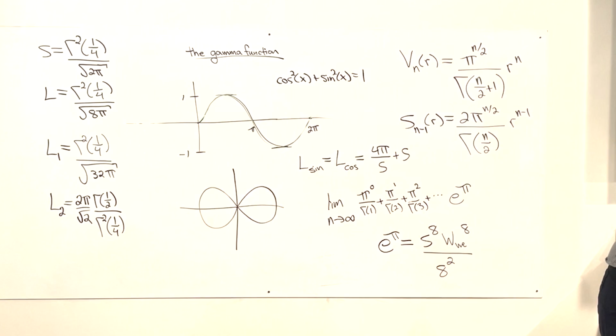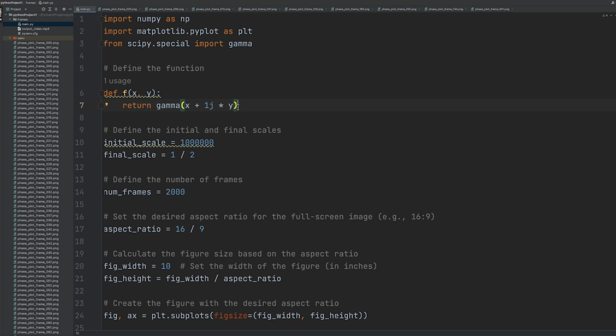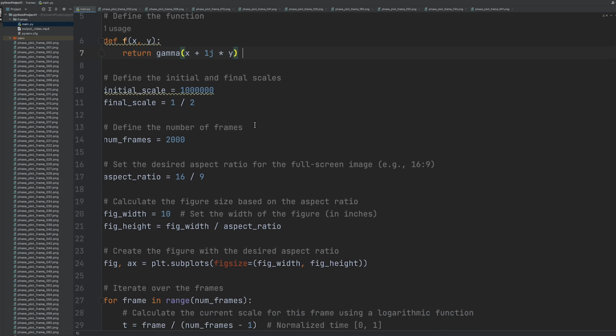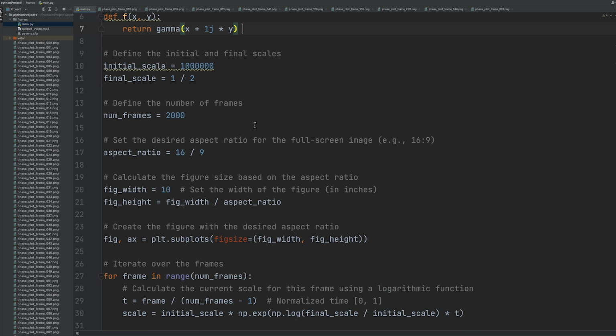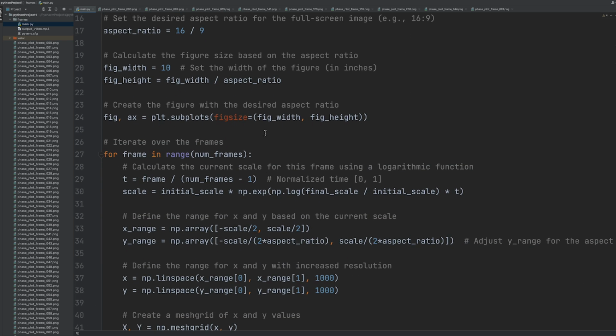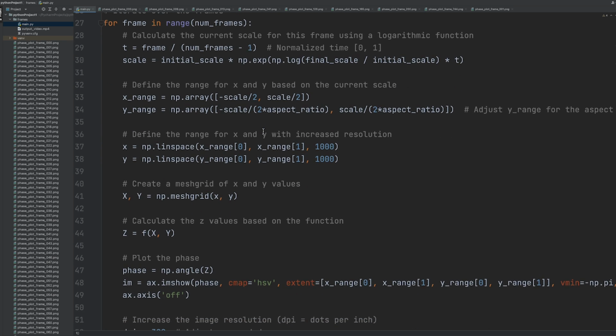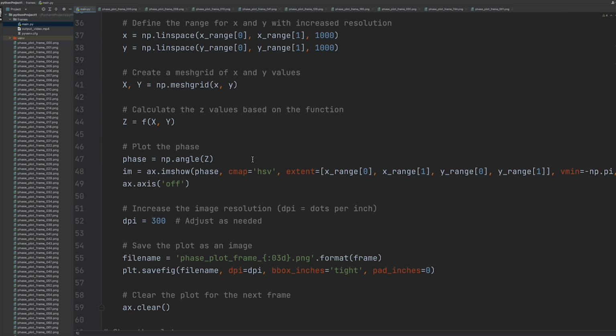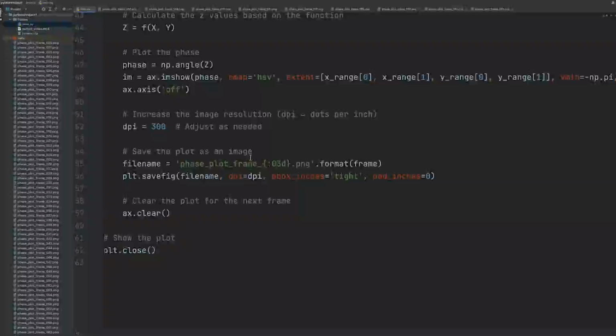Okay. The next step was just to code. Here, I put it into PyCharm. This code is just for the gamma function. And you see that we put in a complex argument, x plus iy. This is the way we write that there. And then we make the frames, but we logarithmically zoom in so that we can see what the phase of the gamma function looks like as we zoom. And what we find is this.